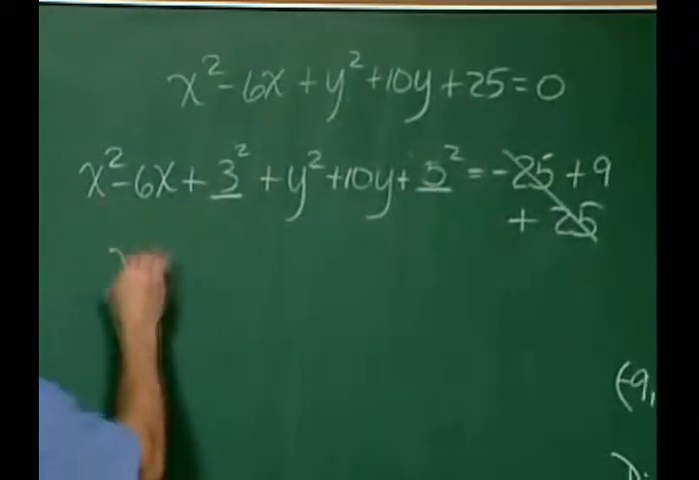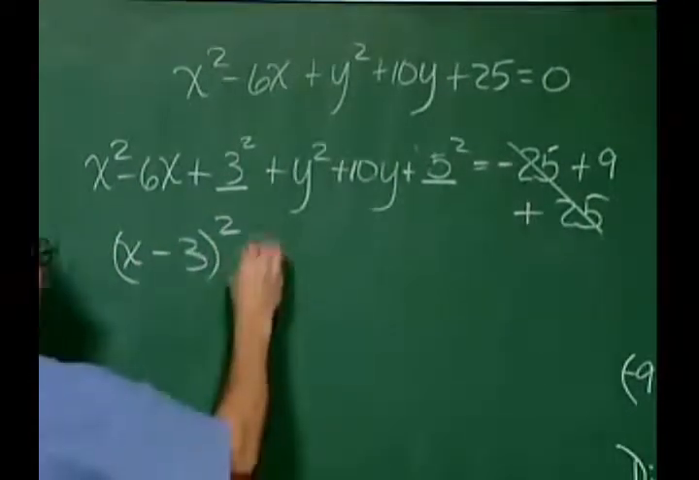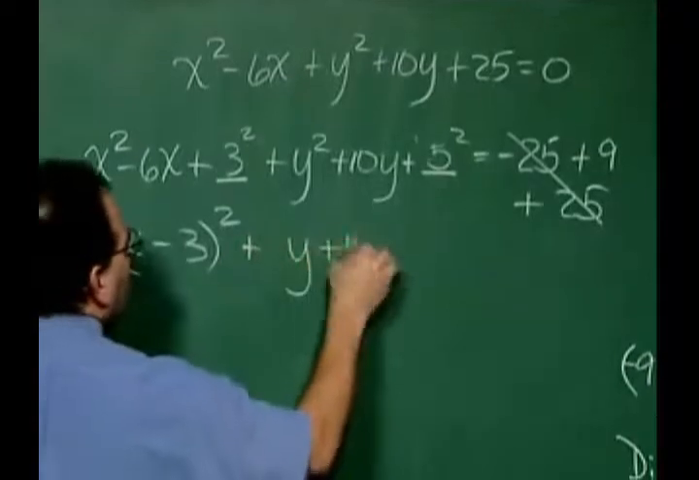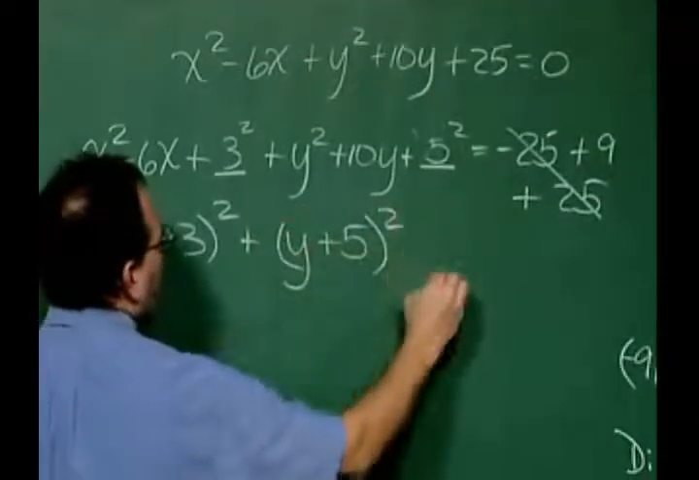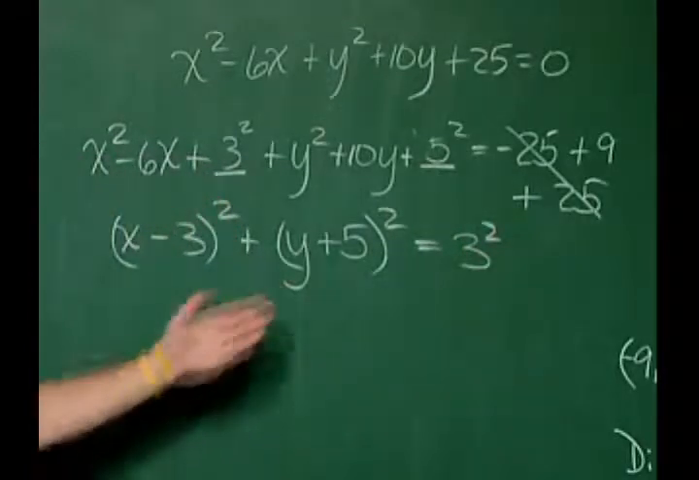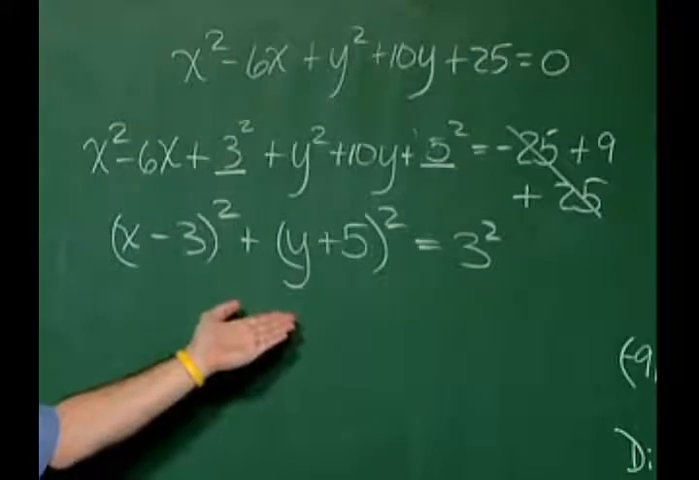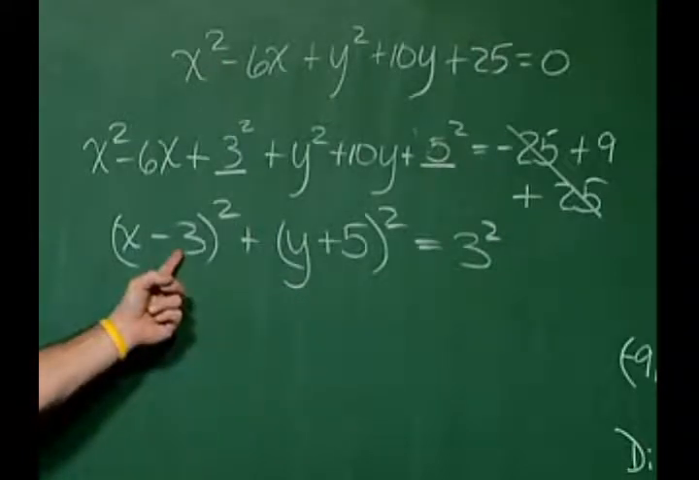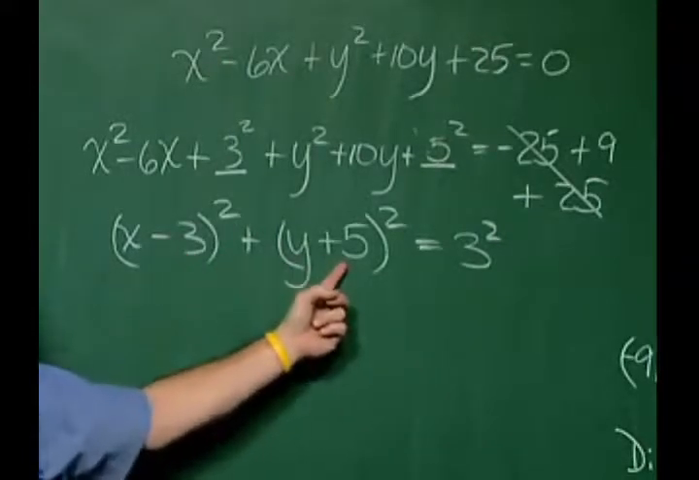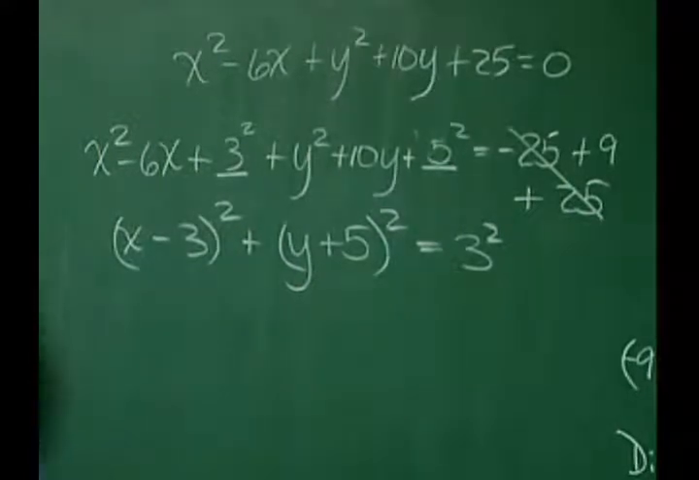What I get here is x minus 3 quantity squared plus y plus 5 quantity squared equals 3 squared. And so, yes, in fact, that is the equation of a circle. And in particular, it has center (3, -5), and it has a radius equal to 3.